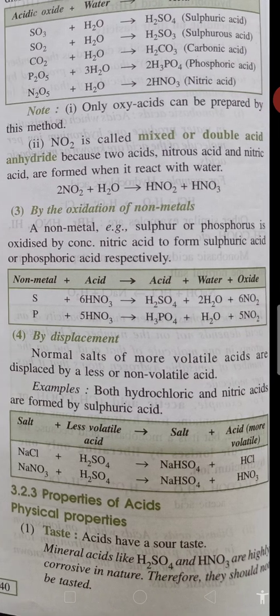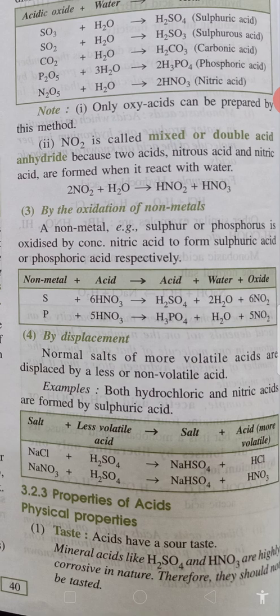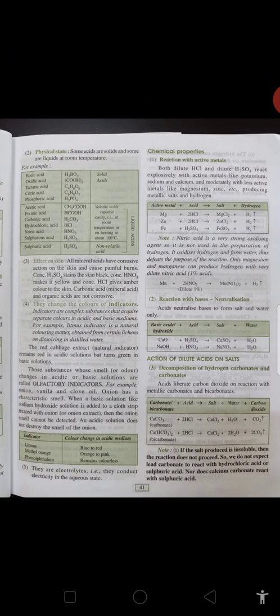The physical properties of acid are, first, taste. All acids have a sour taste, but mineral acids like sulfuric acid, nitric acid, hydrochloric acid should not be tasted because they are corrosive in nature and they may form blisters on your skin.